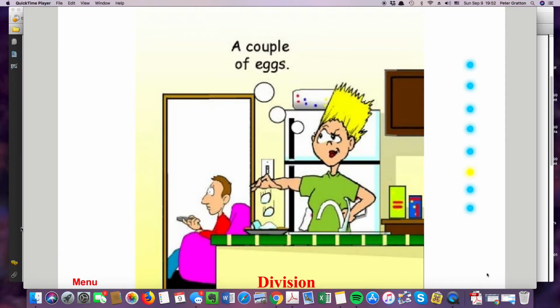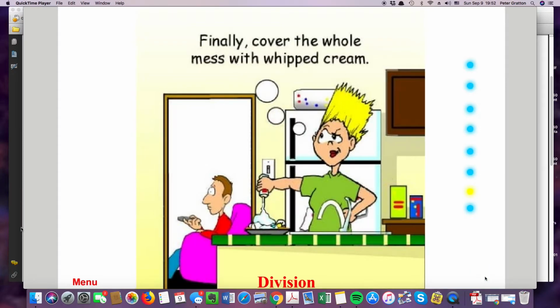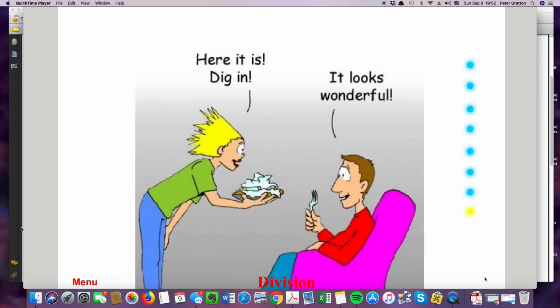Couple of eggs, finally covered the whole mess with whipped cream. There it is, dig in, and then of course he has to say, it looks wonderful.